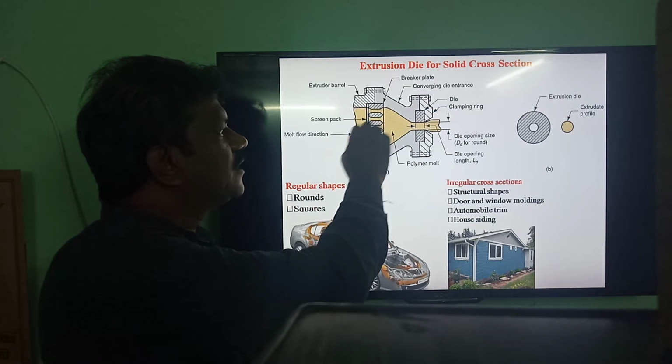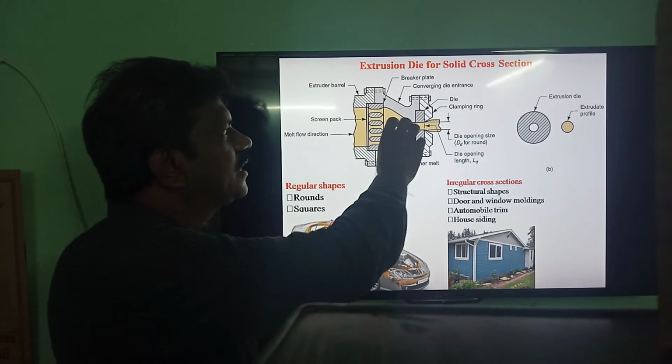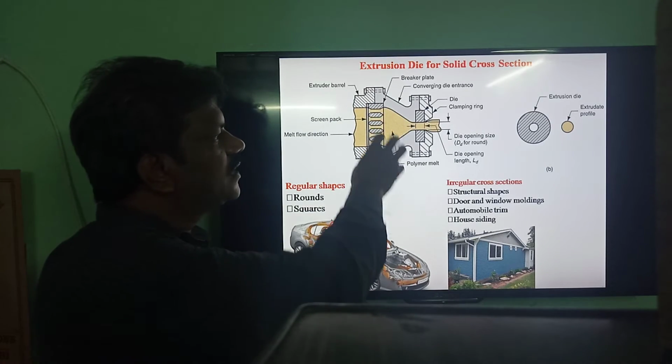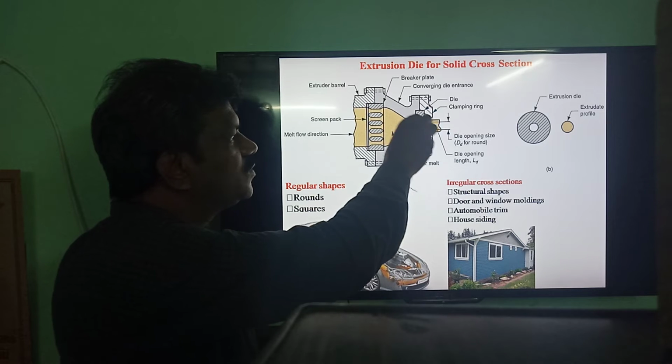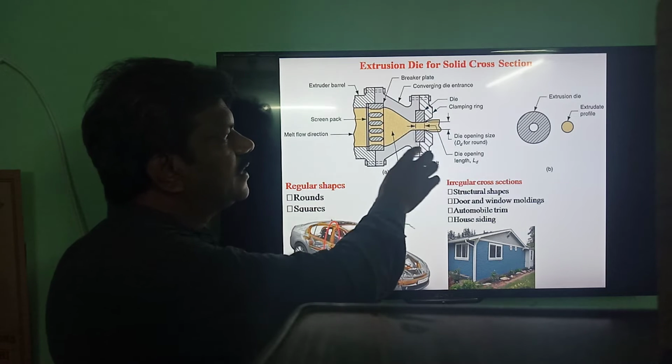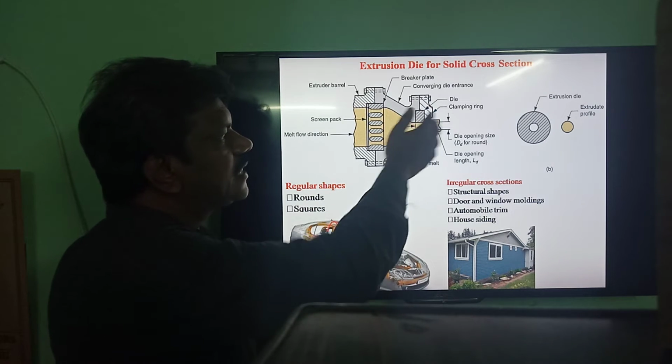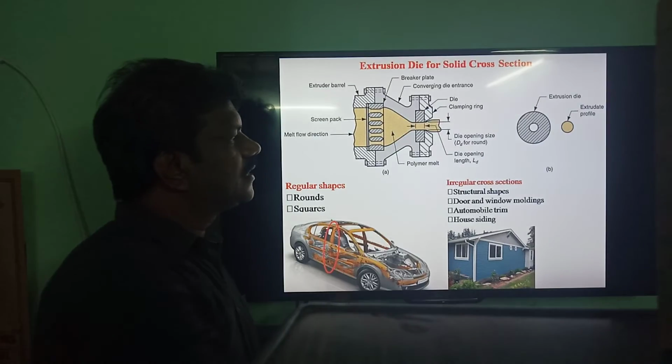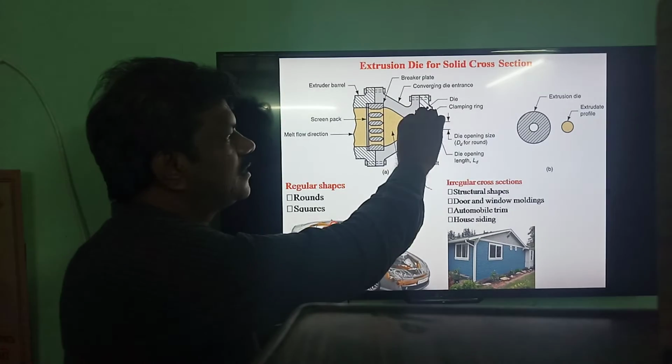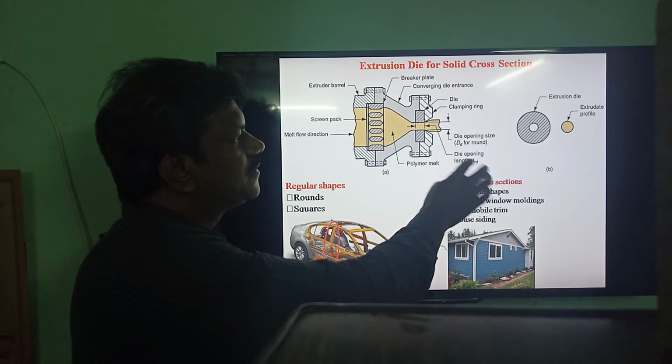In the breaker plate, we have a number of horizontal channels. Through these channels, the molten plastic is going. Here we have the convergent section, so that all the molten plastic is converged to a particular point. Here we have the die plate. The die is clamped by means of a clamping ring. Now this is called the die opening, that is L by D.